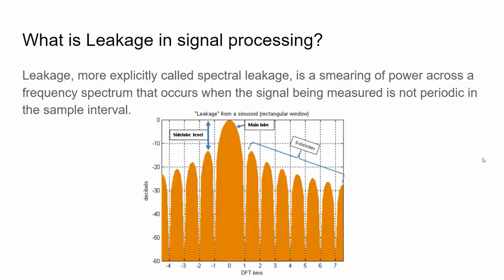Leakage, more explicitly called spectral leakage, is a smearing of power across a frequency spectrum that occurs when the signal being measured is not periodic in the sample interval. So, in other words, the more precision you want in your sampling, the bigger the leakage will be.